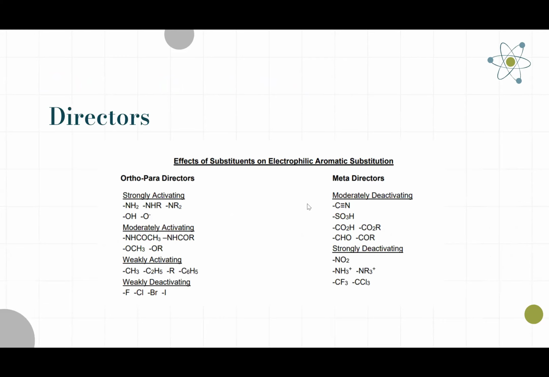And now we get to the directors, right? Ortho-para directors are usually electron donating, with the exception of F, Cl, Br, and I, which have some electron withdrawing properties. But of course, they still donate electrons because they have electrons. The meta-directors are all electron withdrawing groups. So just keep in mind that these are electron withdrawing groups and they're meta-directors. We'll get more into why they're meta-directors and ortho-para directors in the next slide. But make sure you also have this down on your note card as well, because they don't provide it for you either.